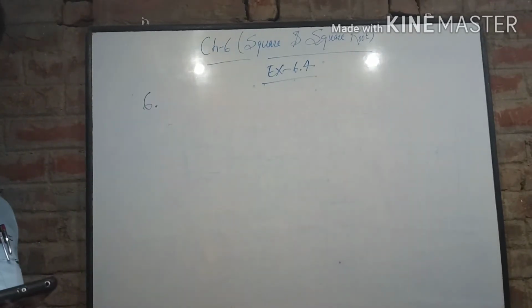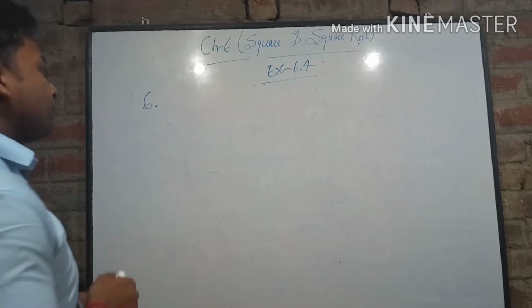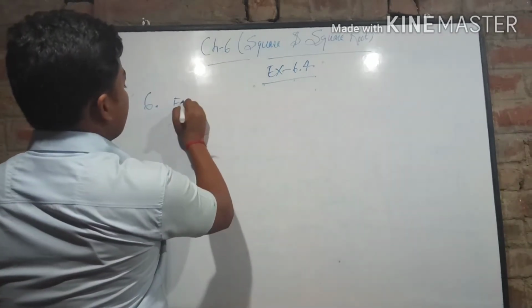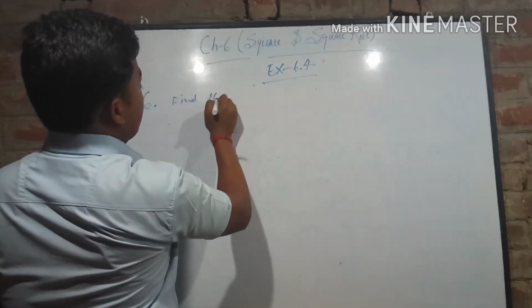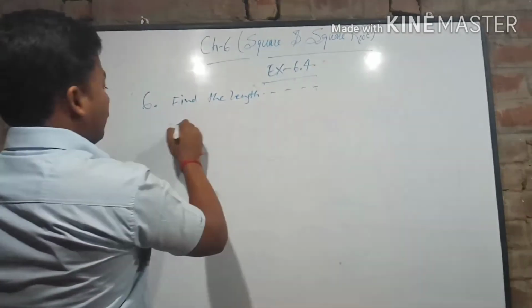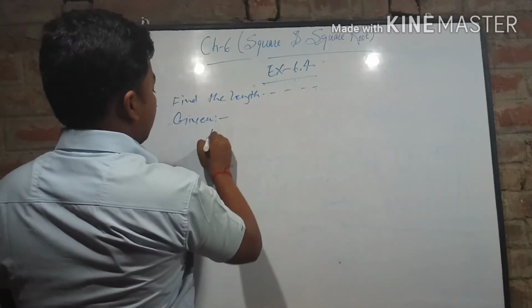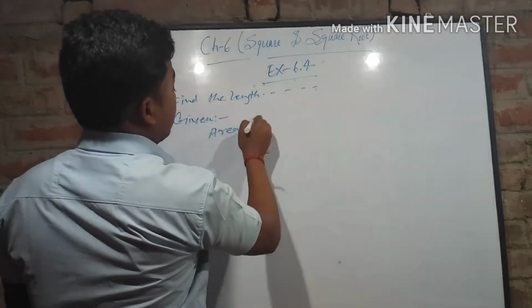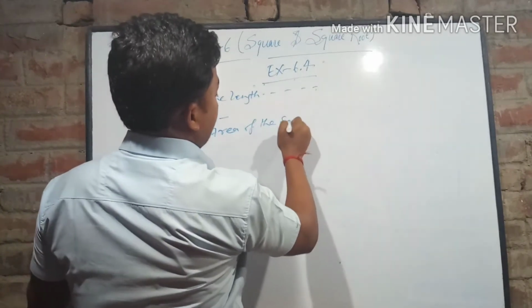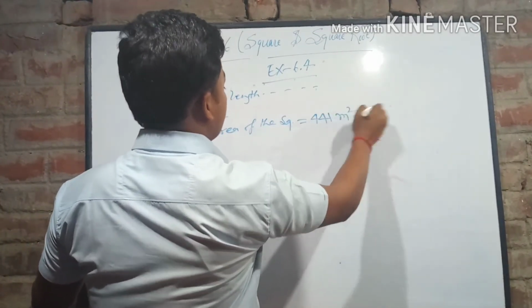Question number 6: find the length of the side of a square whose area is 441 meter square. It means we have to find the length of the square. What is given? The given part is the area of the square, that is equal to 441 meter square.